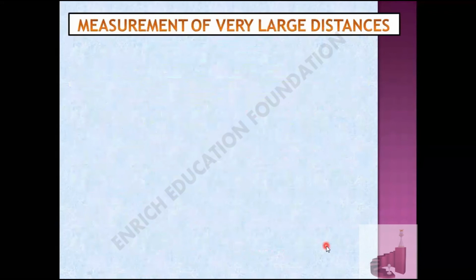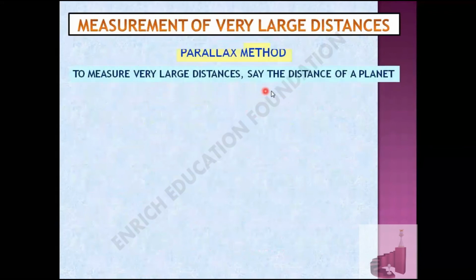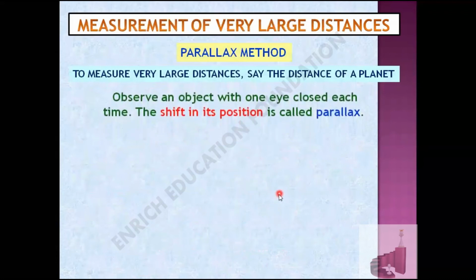The second method of measuring large distances is the parallax method. First, let us understand what is meant by parallax. A shift in the position is called parallax.